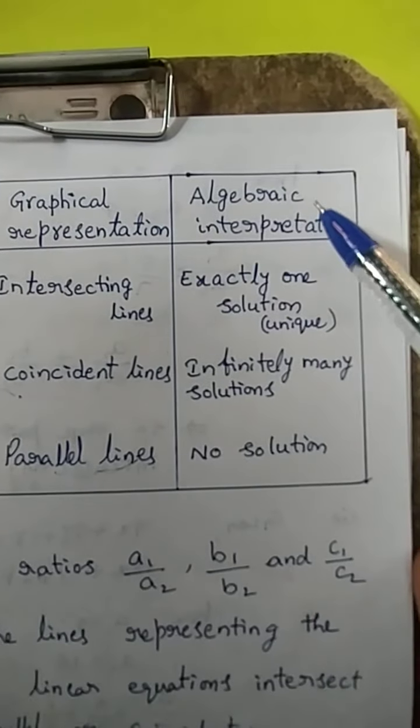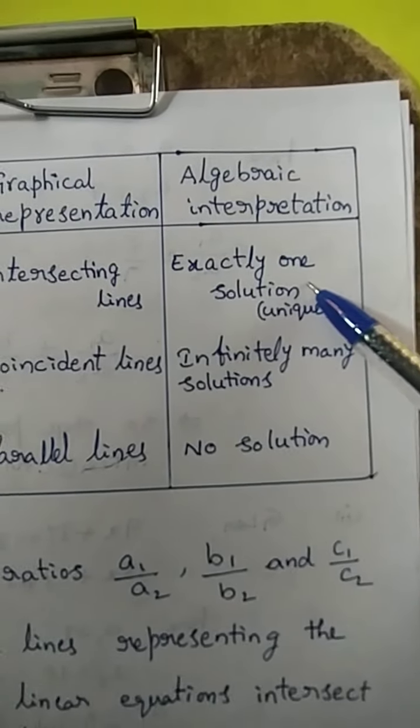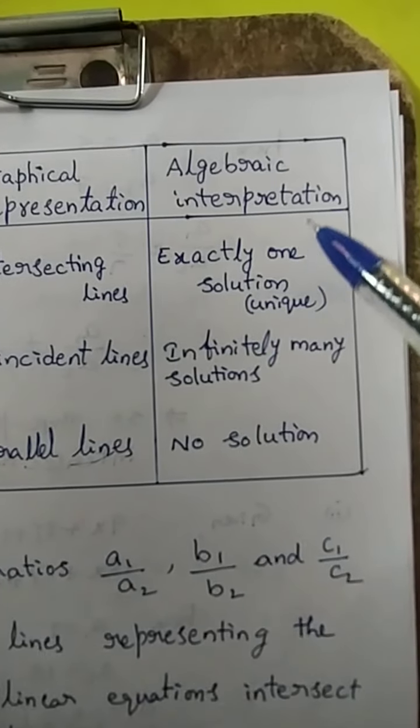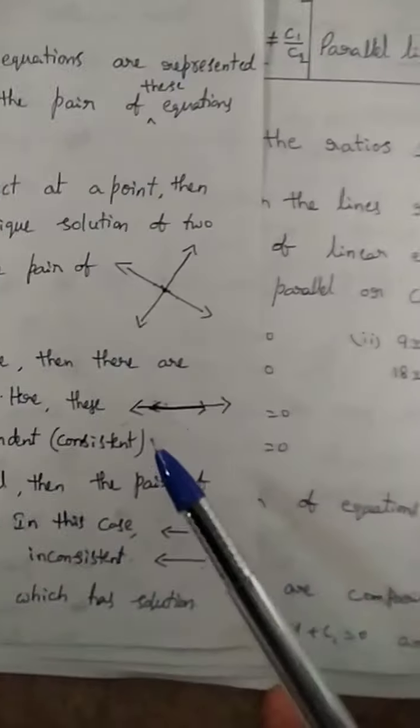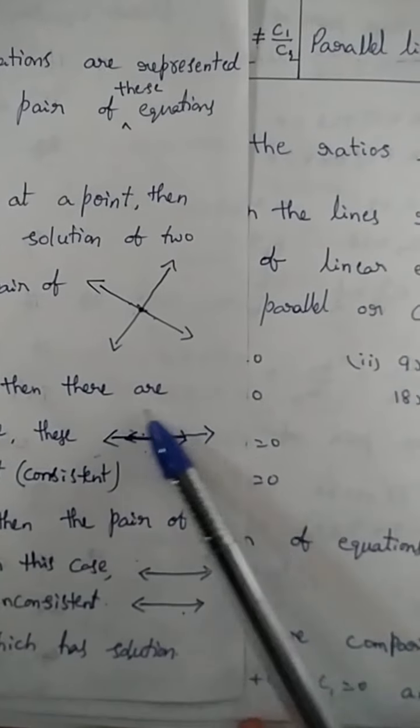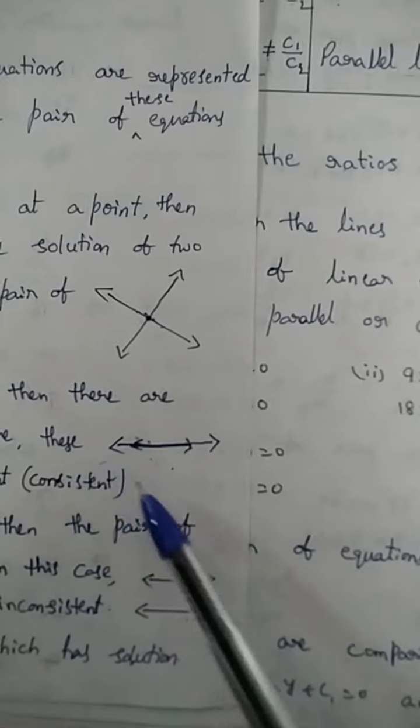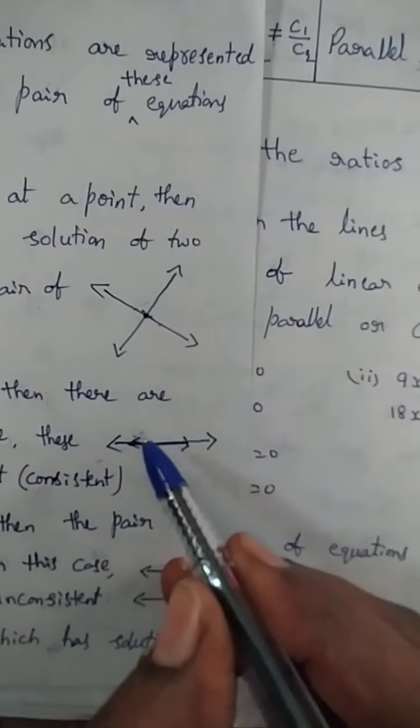Intersecting lines: the algebraic interpretation is exactly one solution. These pairs have only one solution, which is unique. Then coming to coincident lines, how many common points are there between the two lines? Coincident means both lines coincide.